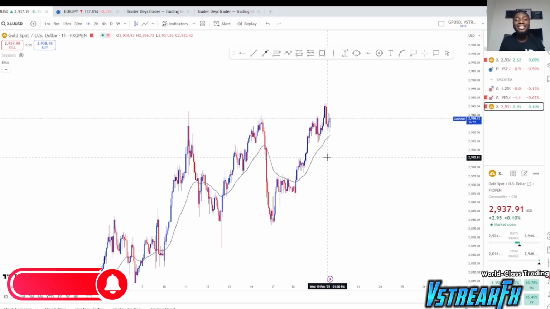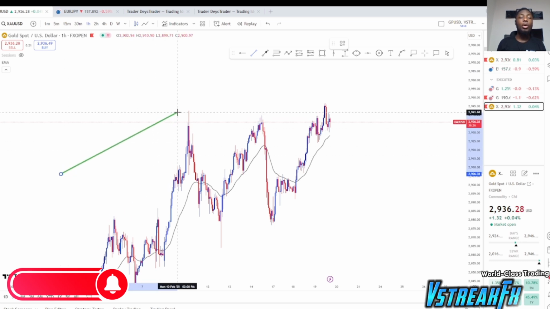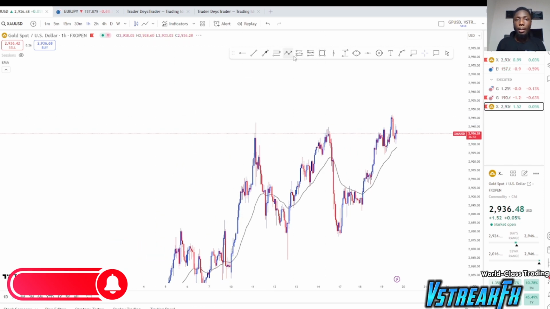Trendline has a very simple rule and we have 4 different ways in which we can trade the trendline strategy. First way is the bullish continuation. You can trade bullish continuation, bearish continuation, bearish breakout, bullish breakout. So the first one is what? Bullish continuation.